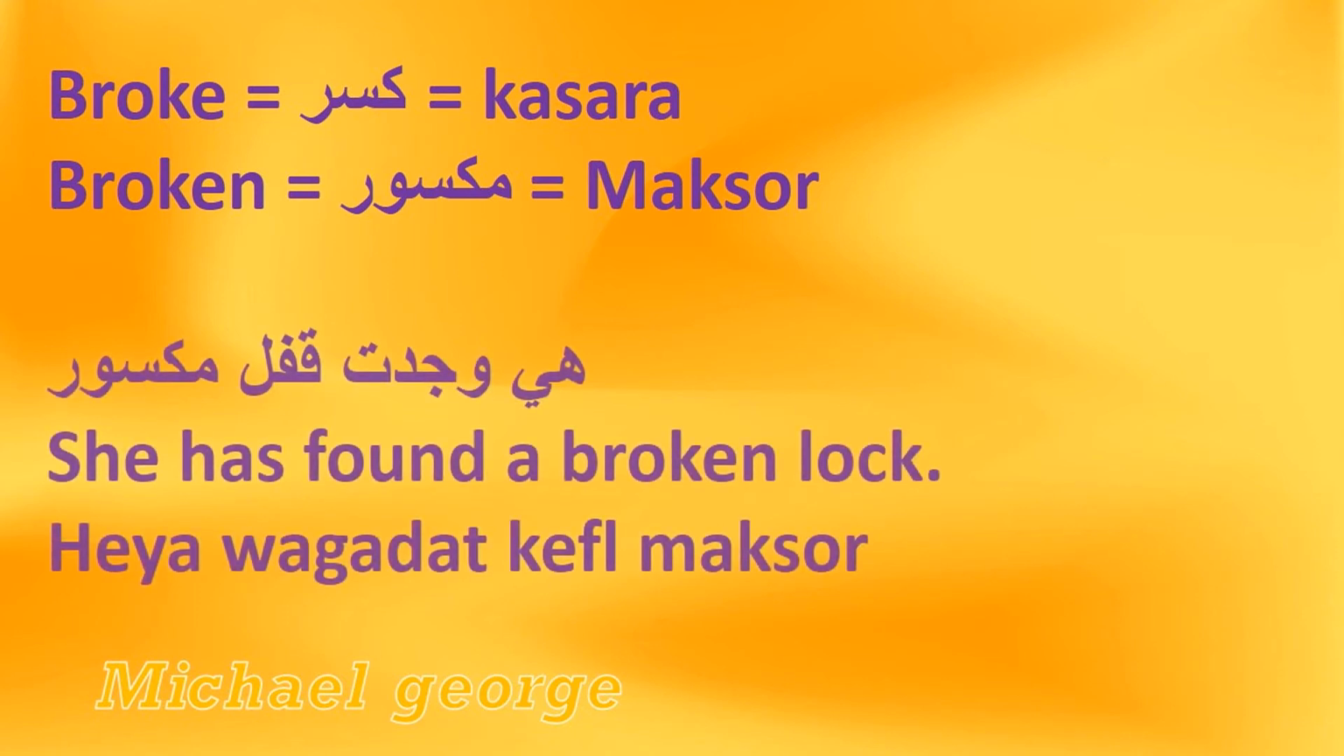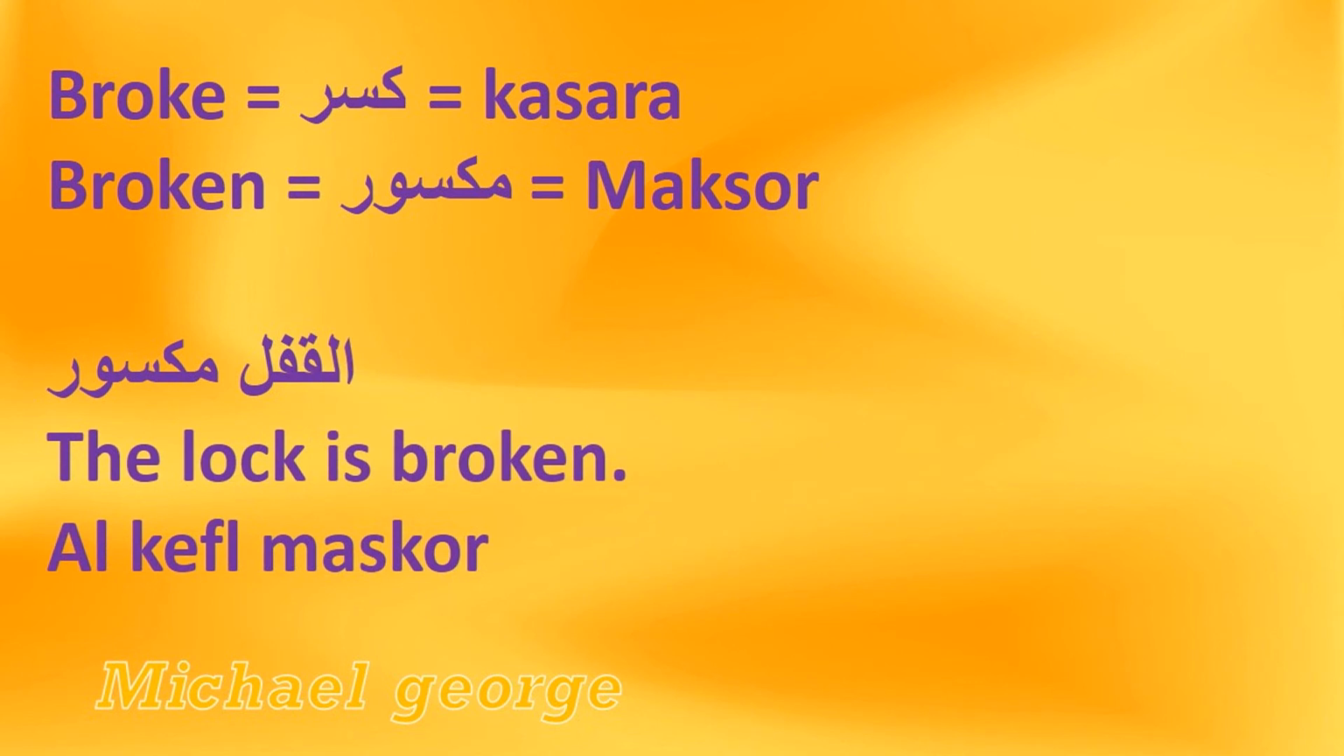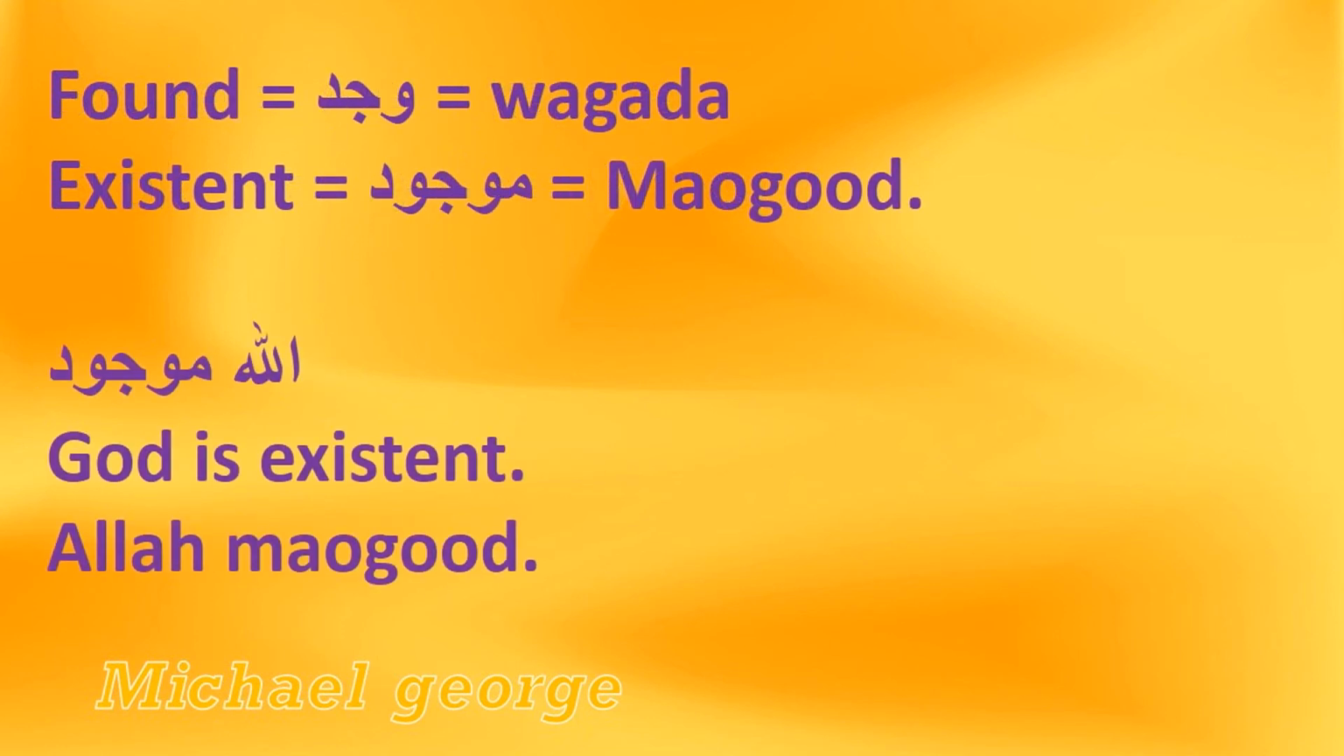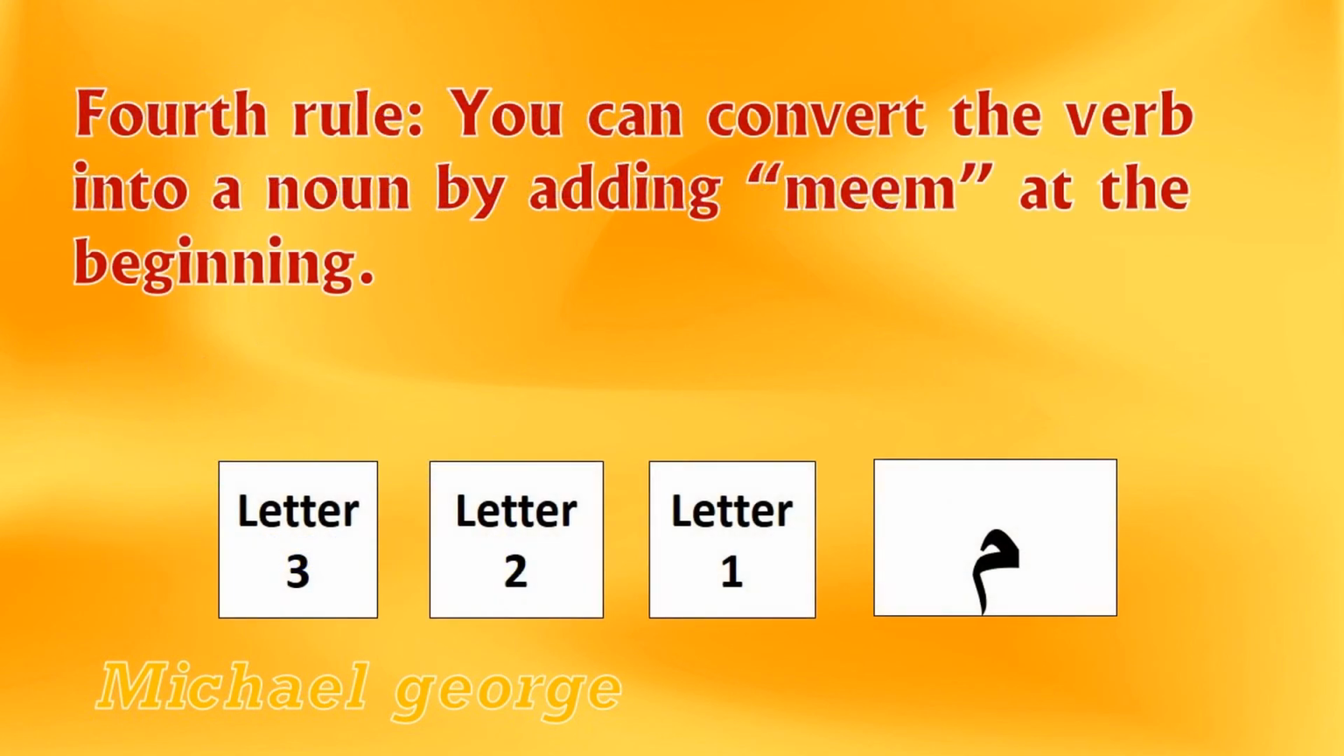Let's use the word maksur in a sentence: هي وجدت قفل مكسور. In this sentence, the word maksur is an adjective. Let's take another sentence: القفل مكسور. This is not a passive speech in Arabic, but it can be translated as a passive speech. Let's take another example: وجد موجود. الله موجود. Let's take the next rule.